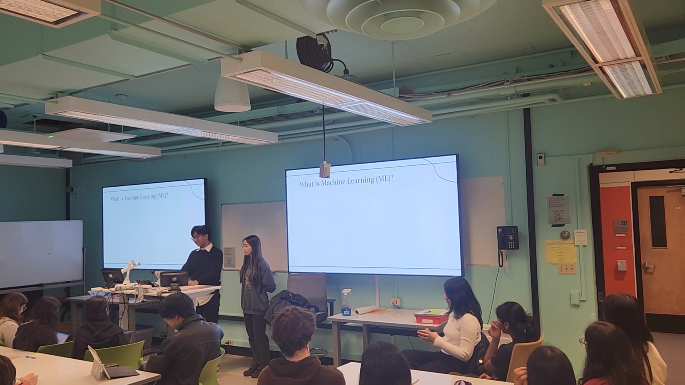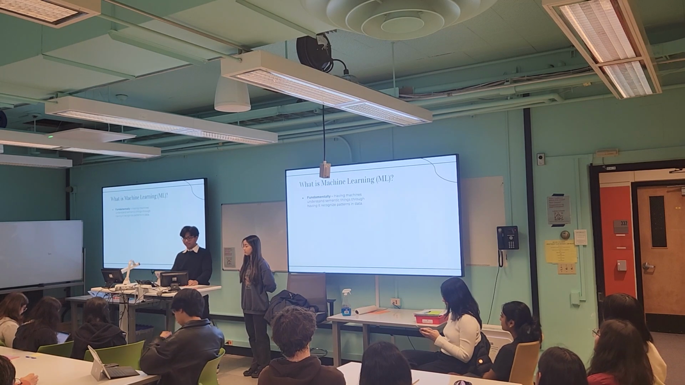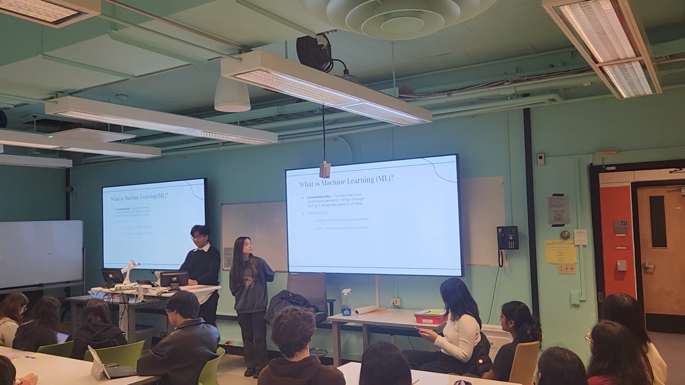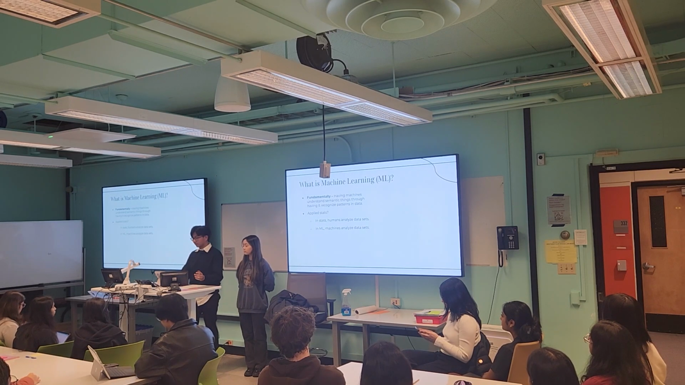So what exactly is machine learning? Fundamentally, it's having machines understand semantic things by having them recognize different patterns. So it's kind of like applied stats. In stats, we have humans analyze data sets and find meaning in them, whereas in machine learning, we try to get the machines to understand what this data means semantically.